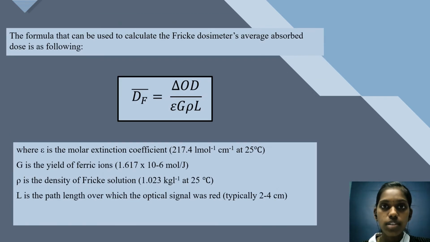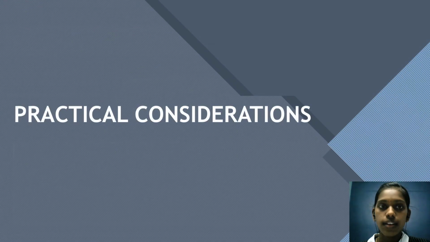The average dose absorbed by the Fricke dosimeter can be described by the change in optical density at the wavelength of 304 nanometers. The formula that can be used to calculate the Fricke dosimeter's average absorbed dose is as follows. To measure the absorption of the Fricke dosimeter, we need to know the values of four factors, which are the molar extinction coefficient, the yield of ferric ions, the density of the Fricke solution, and the path length over which the optical signal was read. Next, we are going to look at practical considerations using gel dosimetry.